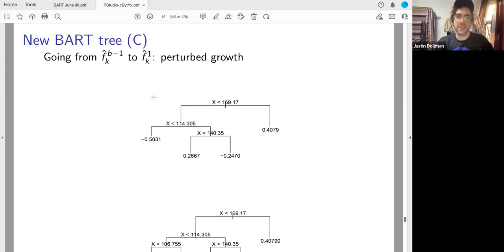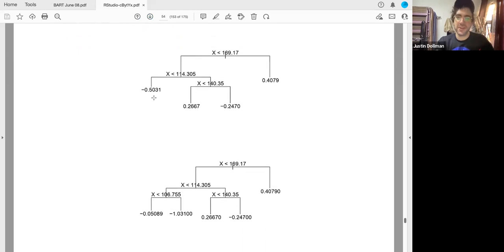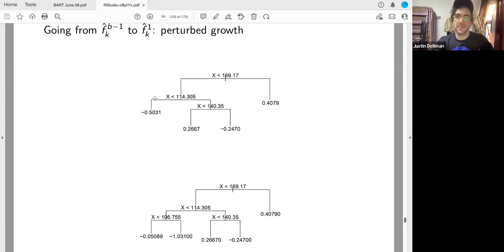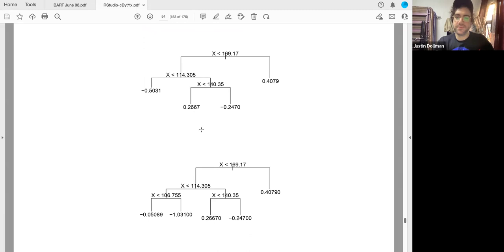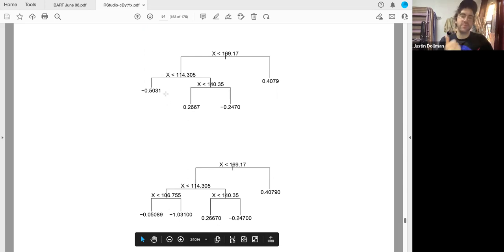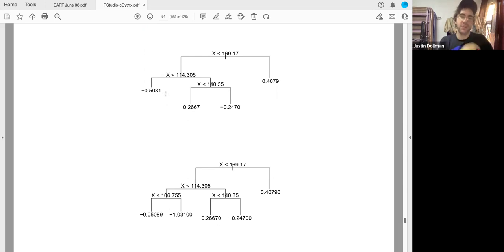Or conversely, you have perturbed growth. Notice here that we just add one split. So those are the three different things that can happen. You can have pruning, you can have growth, or, as in the first slide for this section, the same structure, same splits, just different predictions. So a three-sided die, if that is exactly what happens.